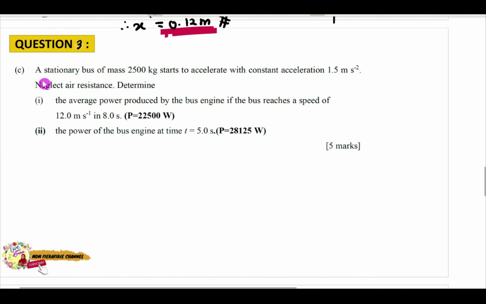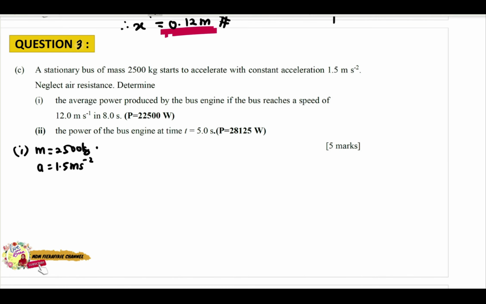Alright, question 3C. So here we have a stationary bus, okay, of mass 2,500 kg starts to accelerate with a constant acceleration 1.5 meter per second squared. Determine the average power produced by the bus engine if the bus reaches a speed of 12 meter per second in 8 seconds. Okay, keluarkan semua maklumat dulu. 2,500 kg. Okay. And then the acceleration is 1.5. Okay, apa lagi dia ada?